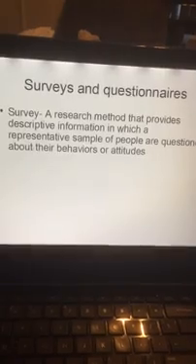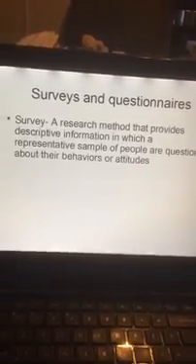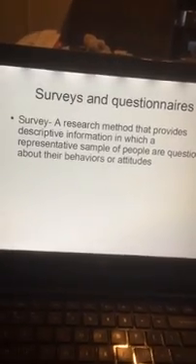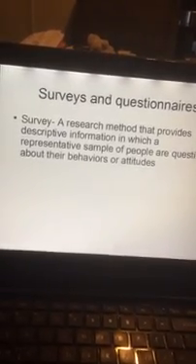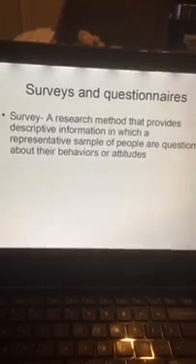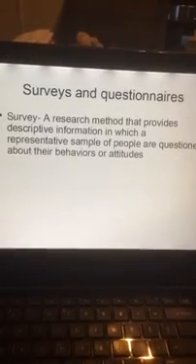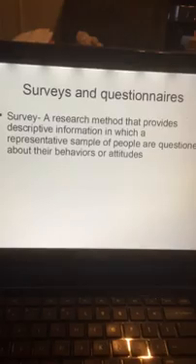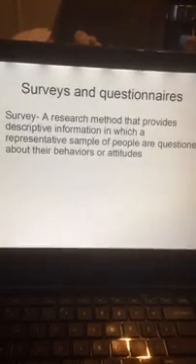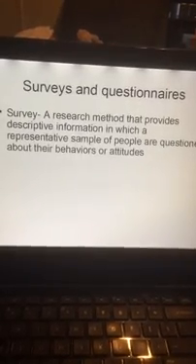A survey, however, is a very interesting method of standardizing information, or getting a lot of information from a lot of people in a relatively small amount of time. This is a research method that provides descriptive information in which a representative sample of people are questioned about their behaviors or their attitudes.